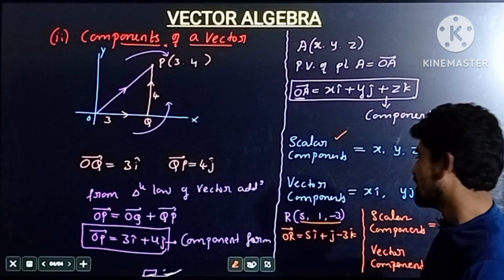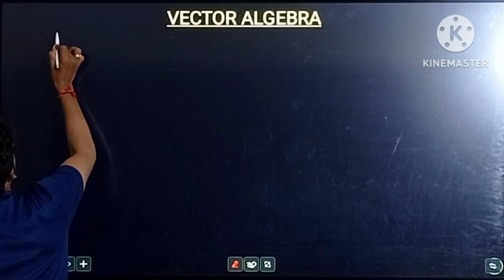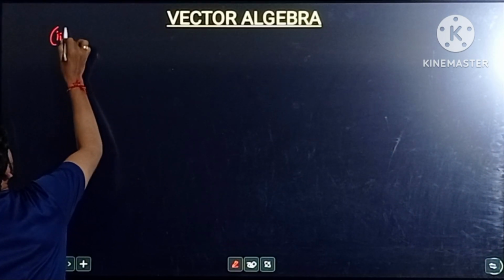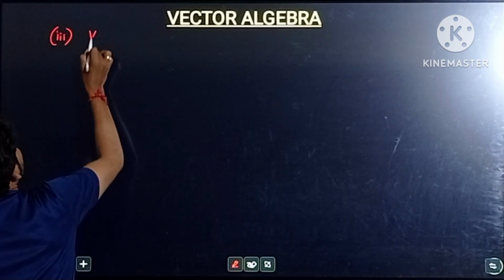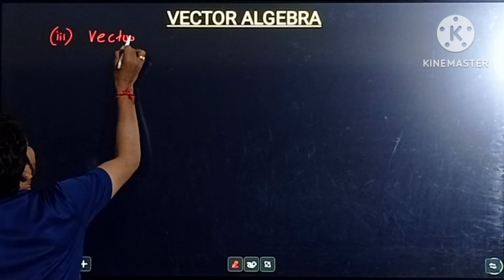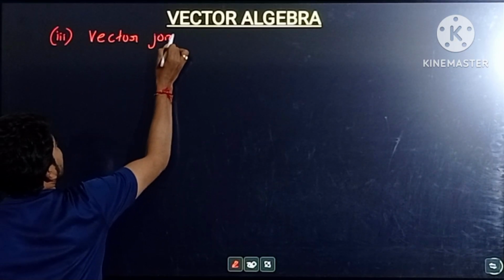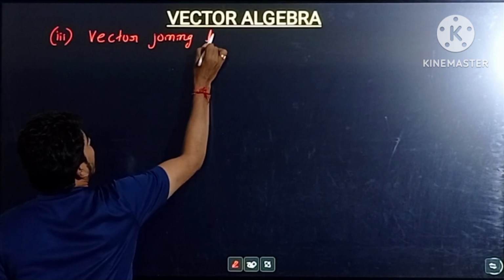So let's start the next concept. The next concept required for us is the vector joining two points.